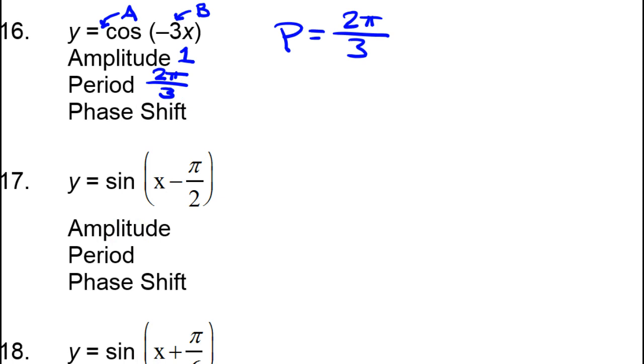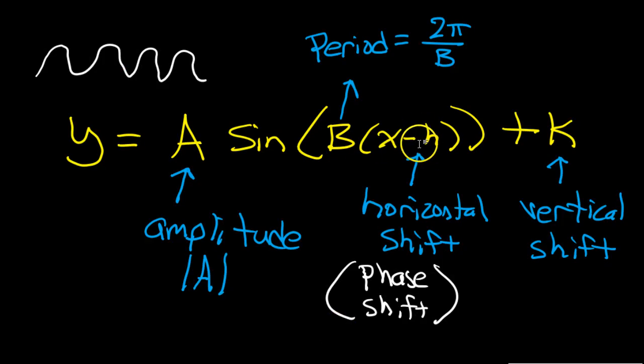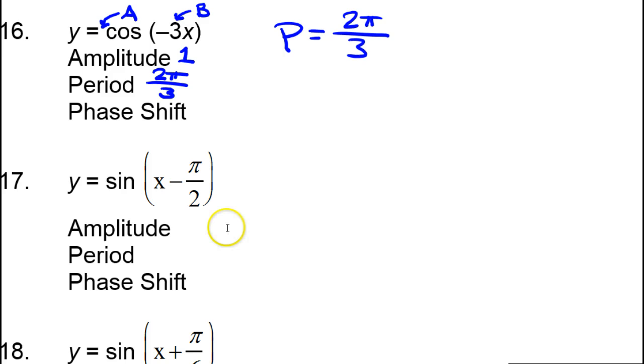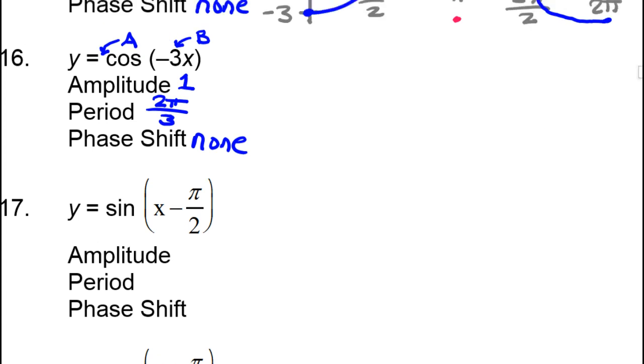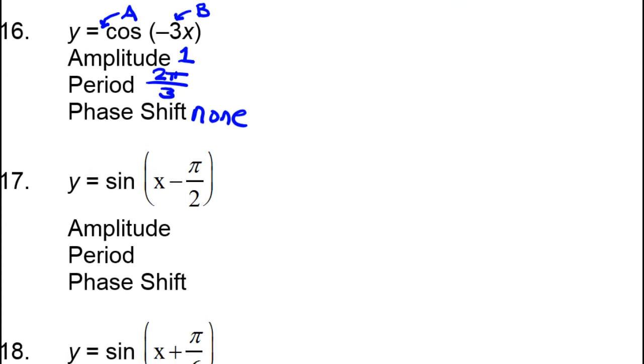Phase shift. Phase shift happens when you have something added or subtracted from the x inside the function. There is nothing added or subtracted in here, so there is no phase shift. By contrast, when we get to number 17, this is what a phase shift looks like. Okay, but for now, we're just going to say none. And this should be enough information for us to graph this function. Okay, let's go ahead and get started.